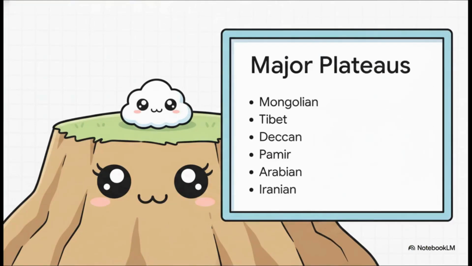Now, we're zooming in closer to the regional scale, and for your grade 10 syllabus, you've got some heavy lifting to do here. You need to memorize the world's major plateaus. A plateau is basically a large, elevated area of relatively flat land. You absolutely need to know these specific ones: the Mongolian, Tibet, Deccan, Pamir, Arabian, and Iranian plateaus. Go ahead and write those down right now, because knowing this specific list is a major requirement for your exams.